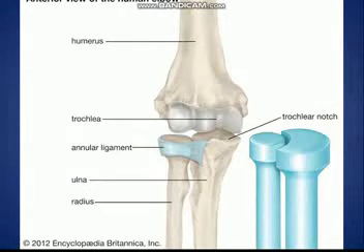Now move your elbow. Yes, it opens only to one side and closes to the other side, but it does not move in all directions. So this type of joint is called a hinge joint.